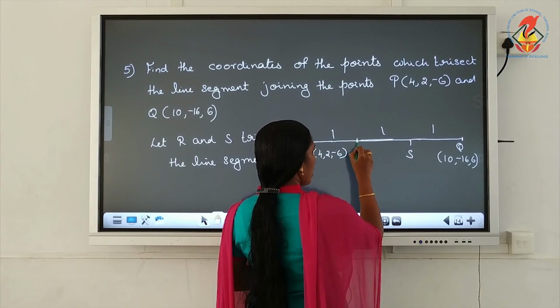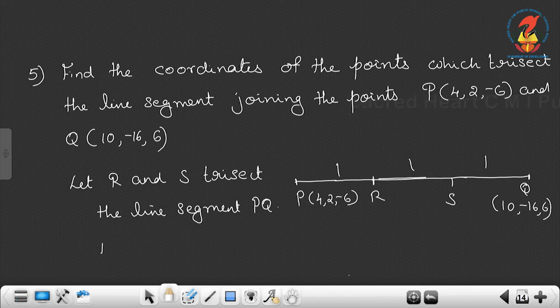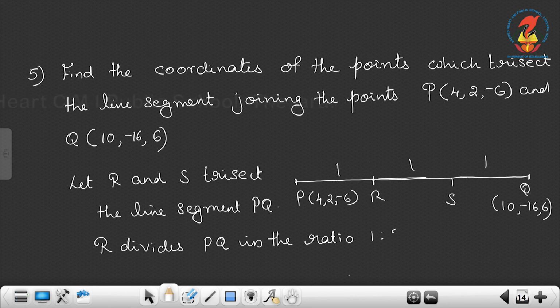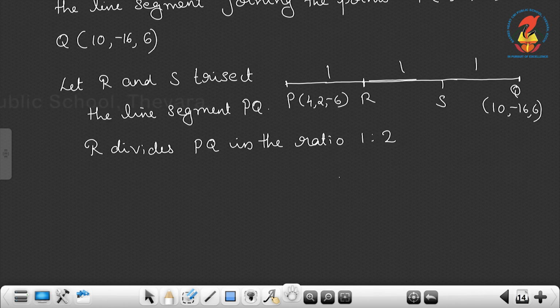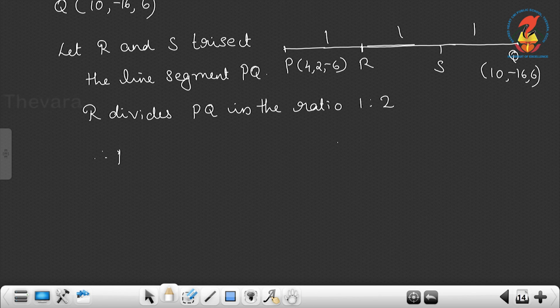Now for finding R, we can use section formula. From this figure, we can write R divides PQ in the ratio. What is the ratio? The left side of R is 1. Right side is 1 and 1. That is 1:2. R divides PQ in the ratio 1:2. So what about the coordinates of R?